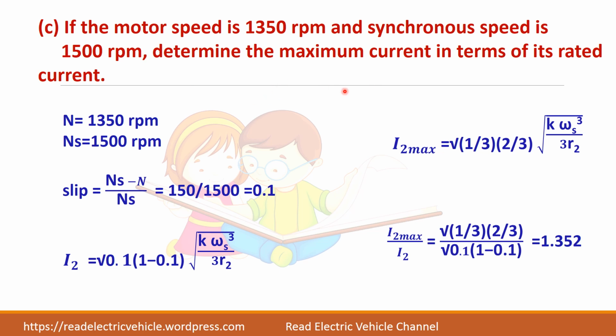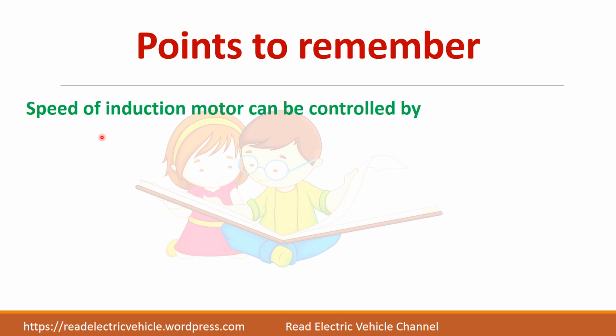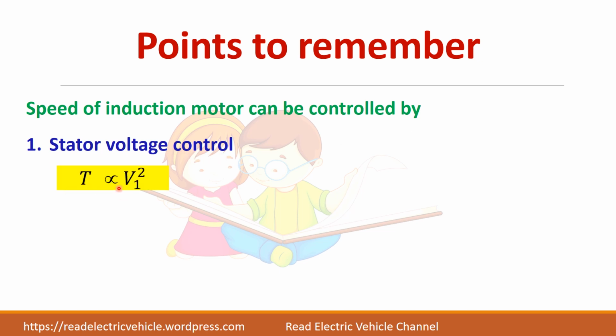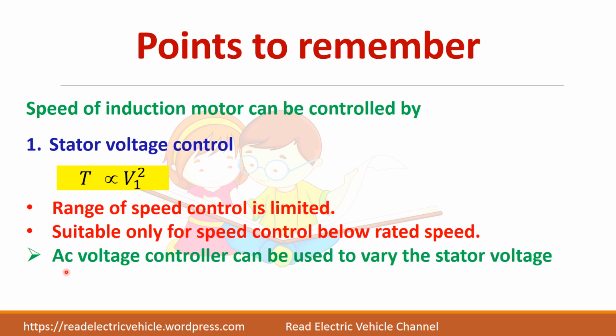The points to remember here are that the speed of the induction motor can be controlled by stator voltage control, where the torque will be directly proportional to the voltage square. But in this method the range of speed control is very limited and it is suitable only for speed control below rated speed. And AC voltage controller can be used to vary the stator voltage.